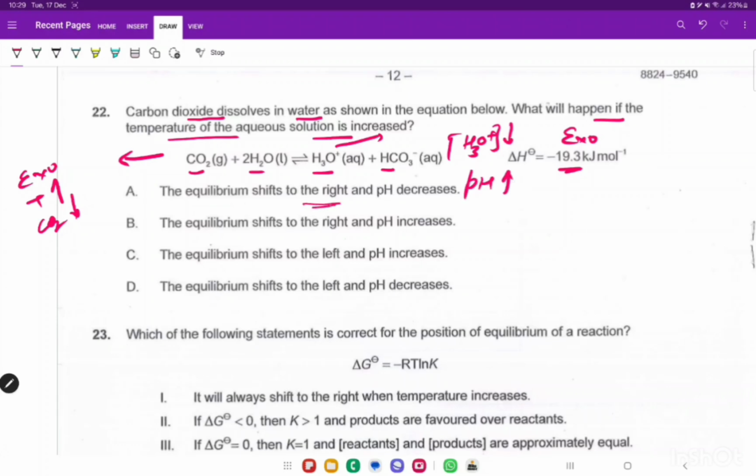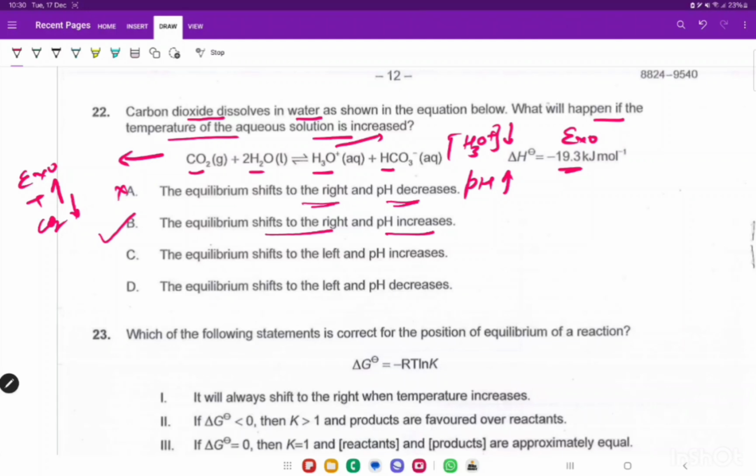Equilibrium will shift to the right hand side and pH will decrease, wrong. Equilibrium will shift to the right hand side and pH will increase, yes, correct. This will be the answer. For question number 22, answer is B. The equilibrium will shift to the right hand side and the pH will increase.